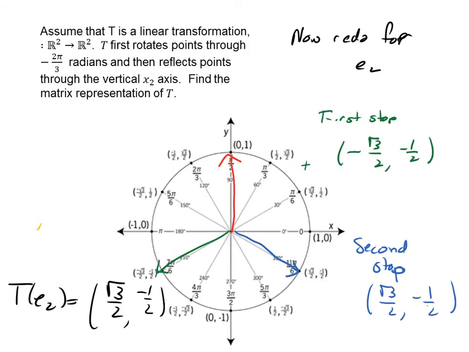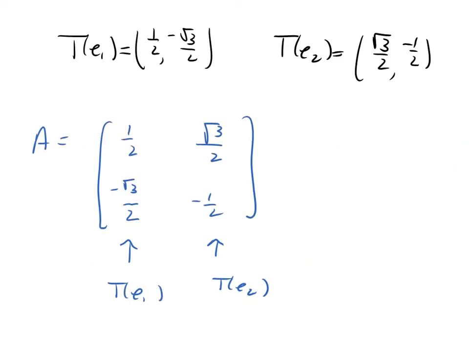Once you have T of E1 and T of E2, you just put them into a matrix. T of E1 goes here, T of E2 goes here. That's your standard basis vectors. Looking at the other problems you did, I don't think you had any issue with this other than it had trig in it.